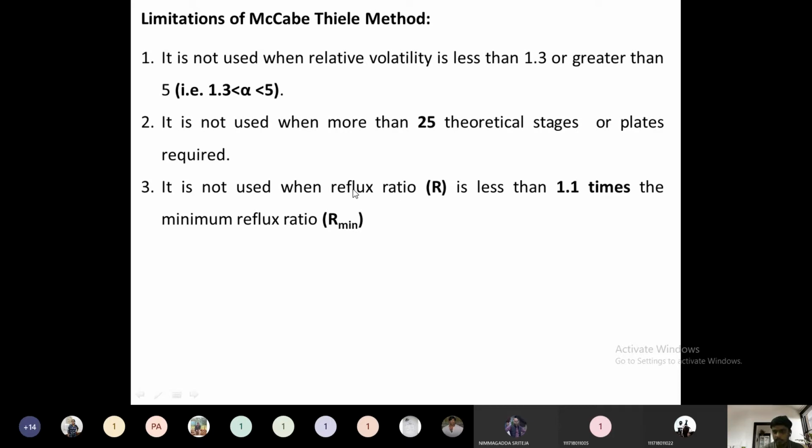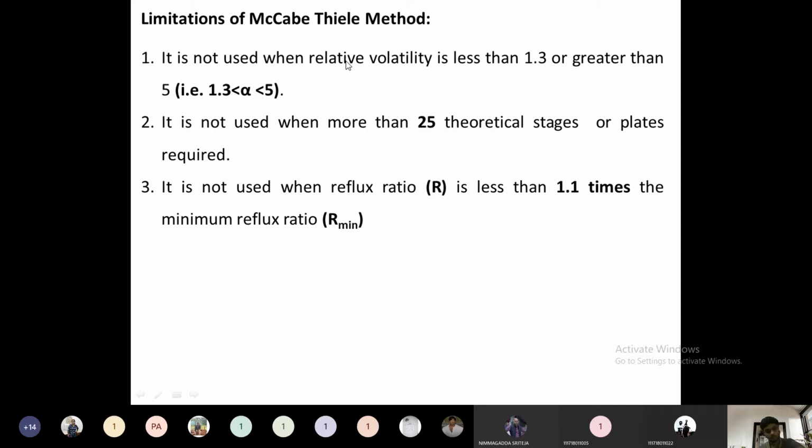So just remember that the McCabe-Thiele method is used when the alpha value, alpha being the relative volatility, is between 1.3 to 5. Otherwise, we can't use the McCabe-Thiele method. When the column contains more than 25 theoretical plates, we can't use it. And when the reflux ratio is less than 1.1 times the minimum reflux ratio, we can't use it. So these are the three limitations of the McCabe-Thiele method.